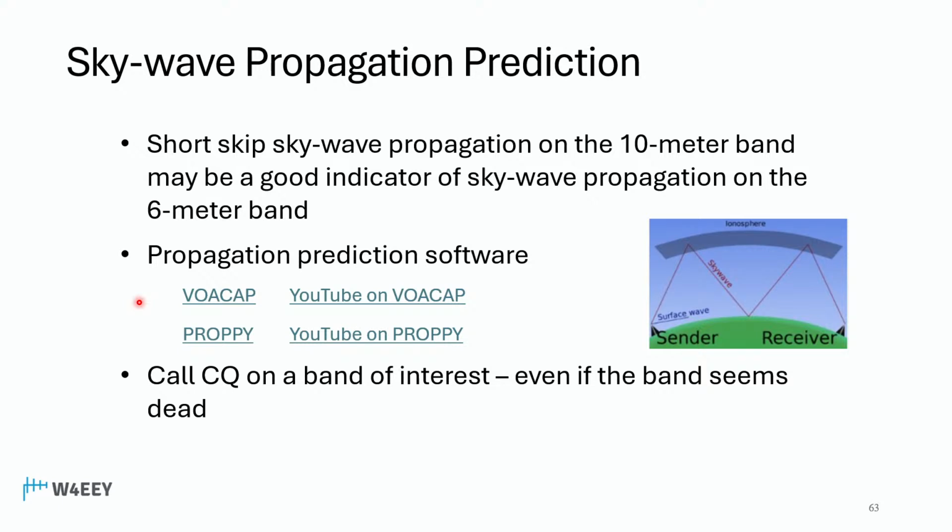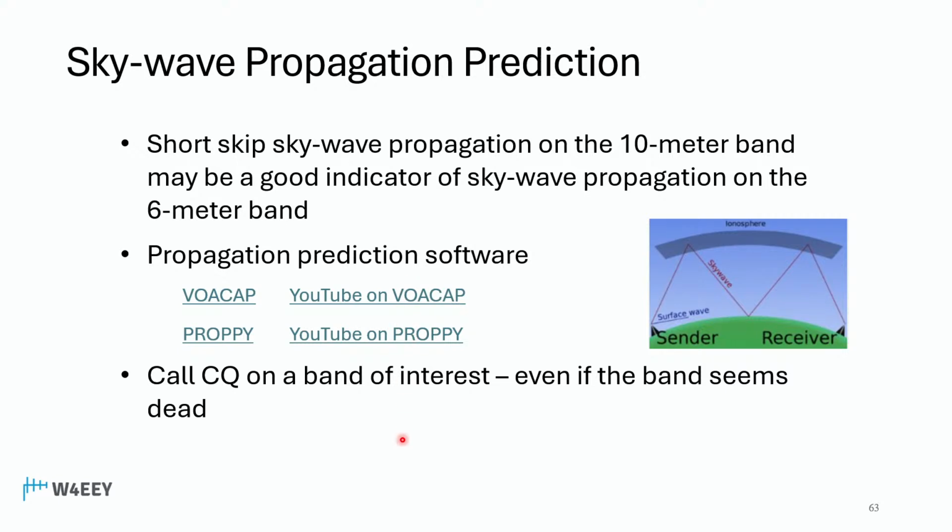It's been available for some time. The other one is called Propi. I don't know if that stands for anything, but it's just another tool that predicts propagation. And there's all kinds of videos on YouTube. I've got a couple of links here if you want to investigate this further.